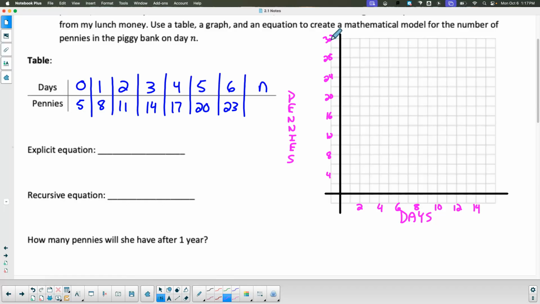So day 0 had 5 pennies. Day 2 had 11 pennies. Day 3 had 14 pennies. Day 4 had 17 pennies. Day 5 had 20 pennies. Day 6 had 23 pennies. And that's where we stopped. Do we still agree that it is arithmetic? Because the points are all in a row, in a line? Yes? Okay.